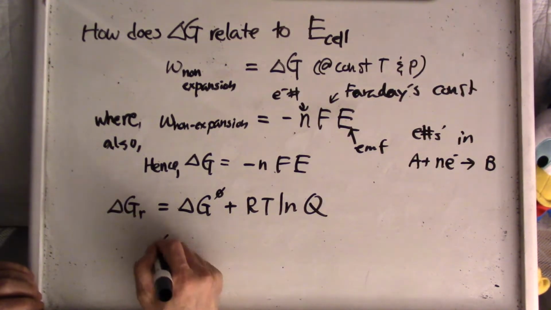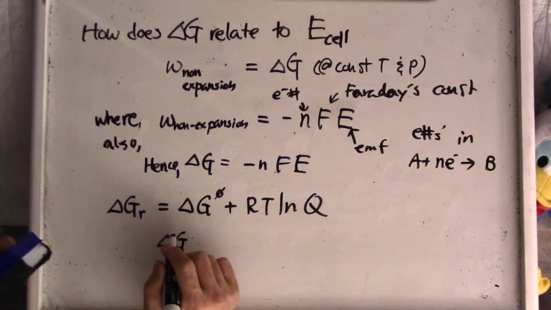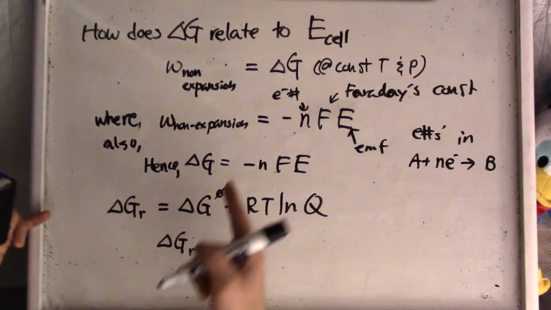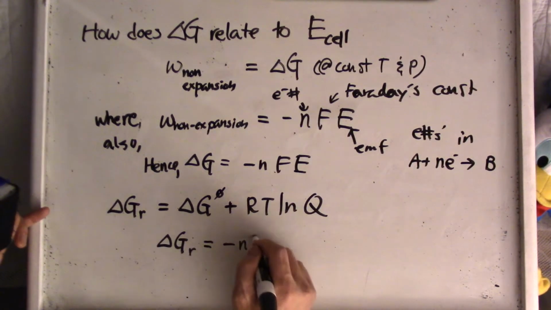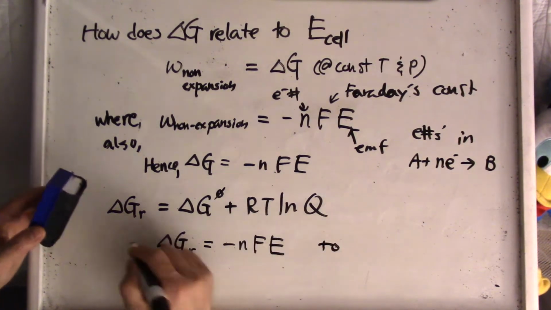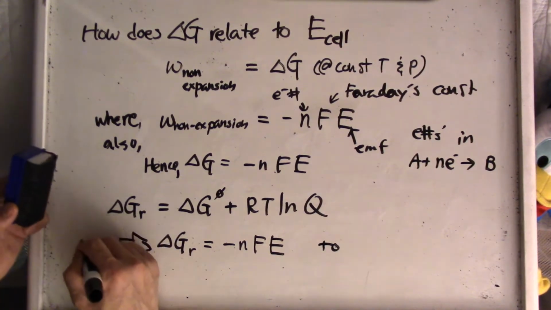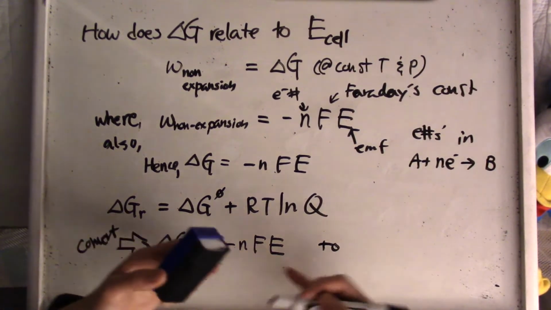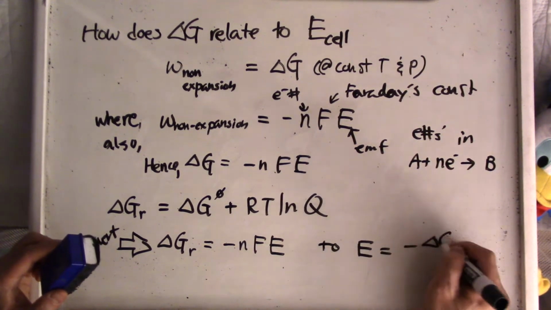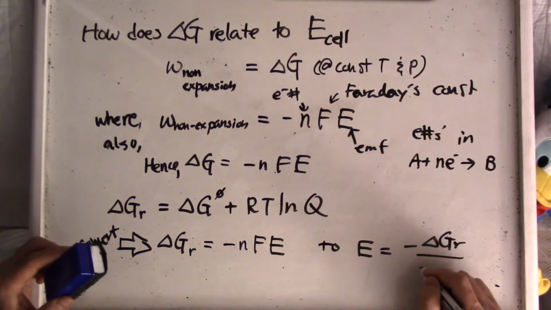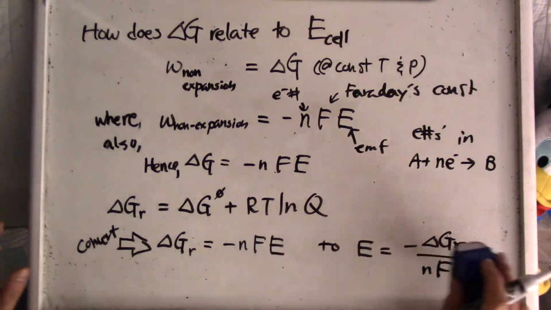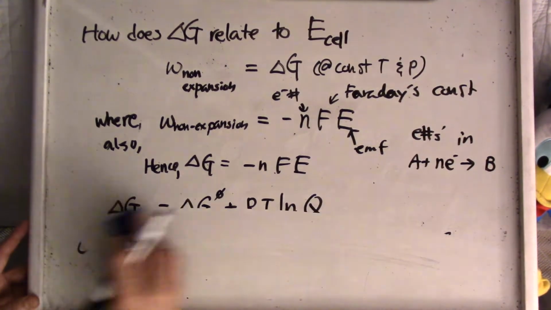So remember, delta G of the reaction is equal to minus nFE, is what we said earlier. So we can convert this, and just solve for E, which is equal to minus delta G of the reaction over nF. Looking good. I think I'm running out of space on the camera, so I'm going to go ahead and erase that.